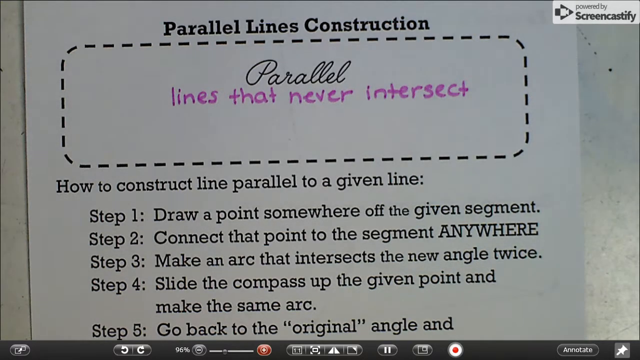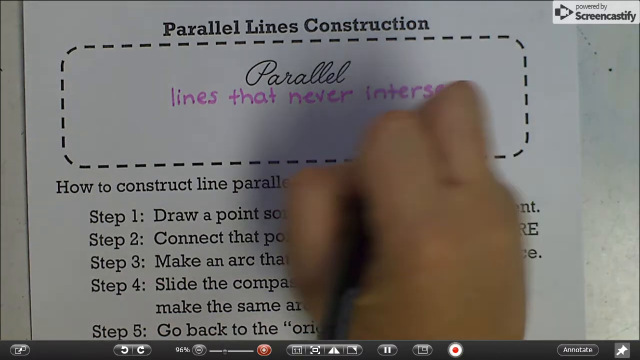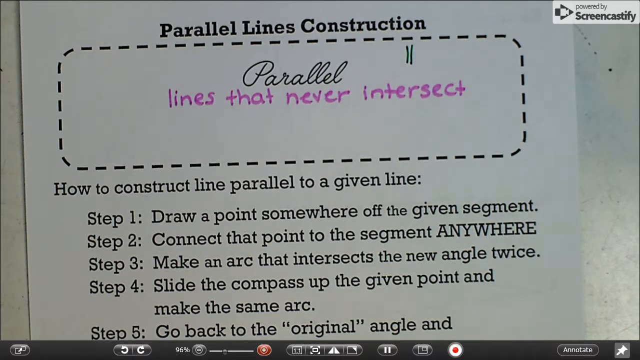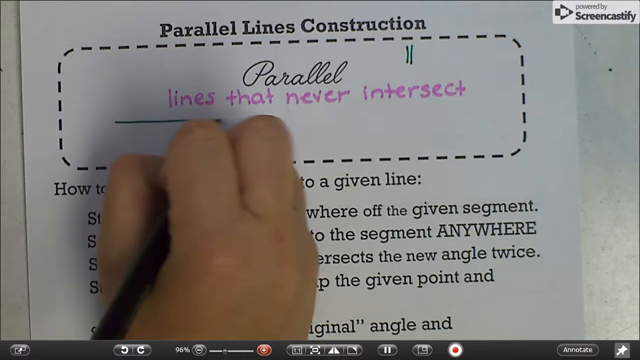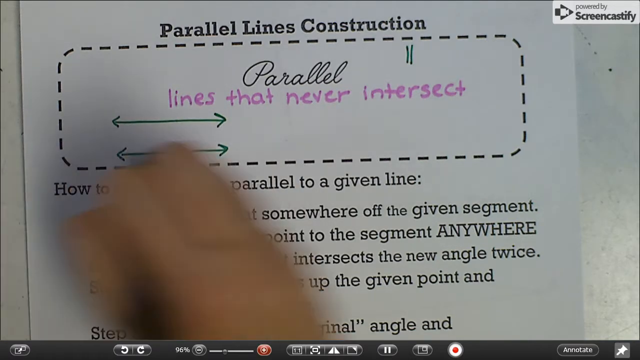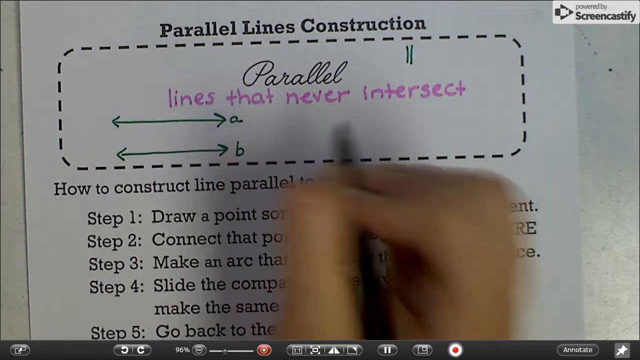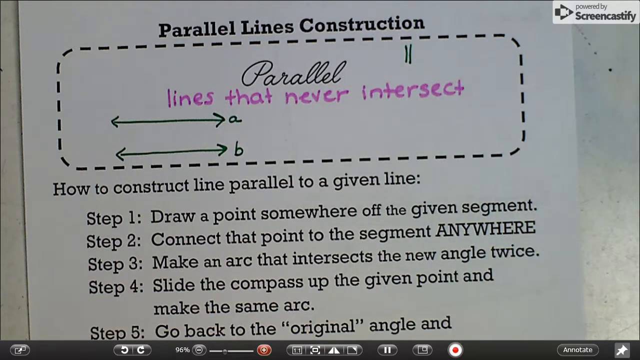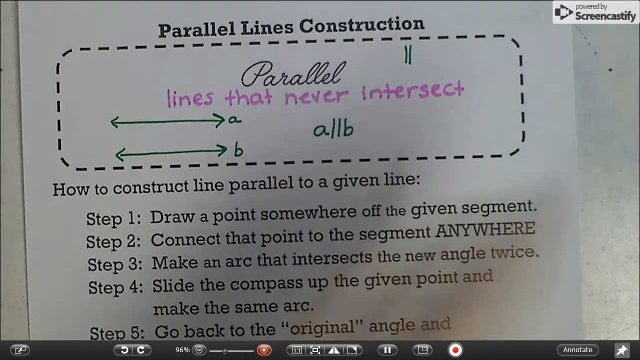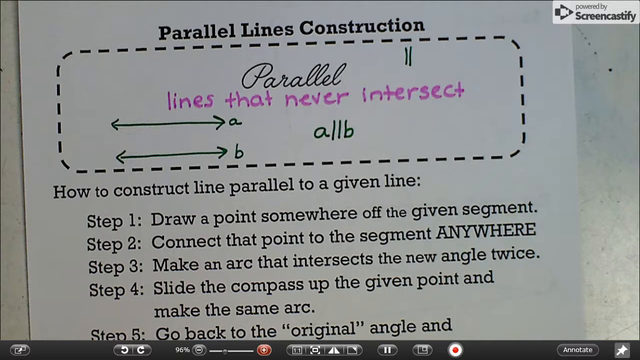Okay. In geometry, we have symbols for everything. The symbol for parallel looks like this. Just two lines really close together. So if I had a picture of parallel lines like these I'm drawing right now, I'm going to give them some names, A and B. If I wanted to say that A is parallel to B, I would write it like this. A parallel to B.